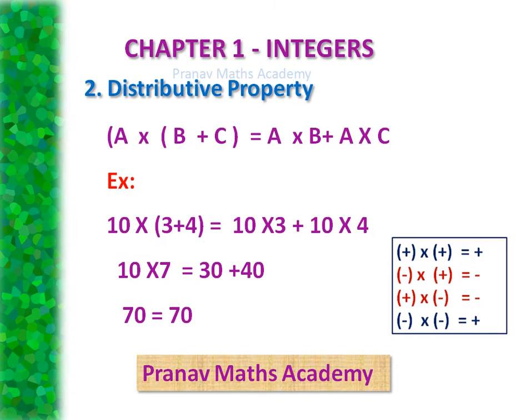Distributive property: a into (b plus c) is equivalent to a into b plus a into c. For example, 10 into (3 plus 4) is equivalent to 10 into 3 plus 10 into 4. Both give the same result.